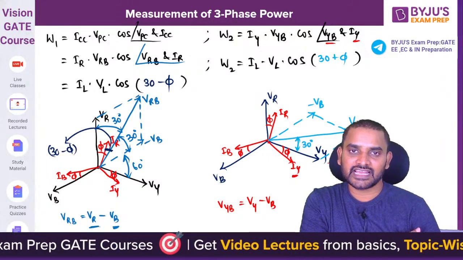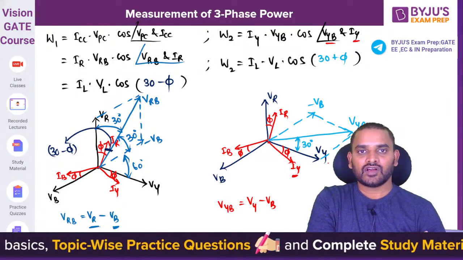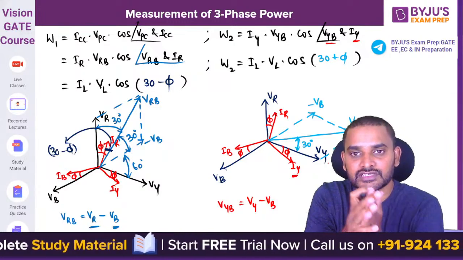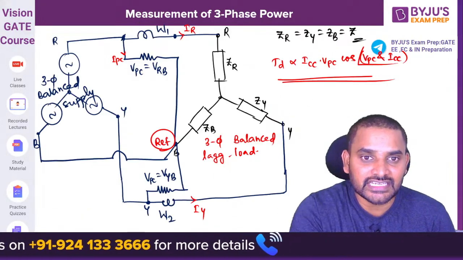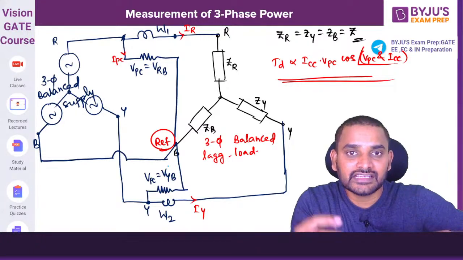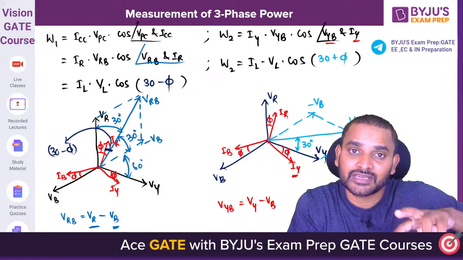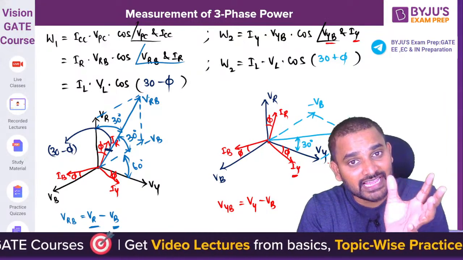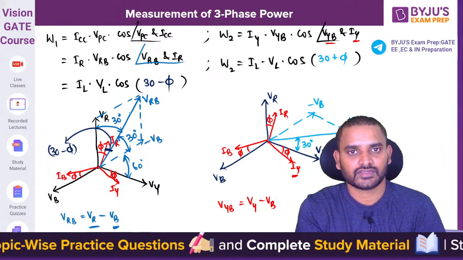Are these vector diagrams, phasor diagrams, clear? Wattmeter 1 reading will be ILVL cos(30 minus φ). Wattmeter 2 reading will be ILVL cos(30 plus φ). If you change the reference phase from R to Y, then the wattmeter readings will also change. Instead of getting wattmeter 1 reading as 30 minus φ, you will get 30 plus φ. Similarly, if you change the lagging nature of the load to leading, again the wattmeter readings will change. If you want, you can check.